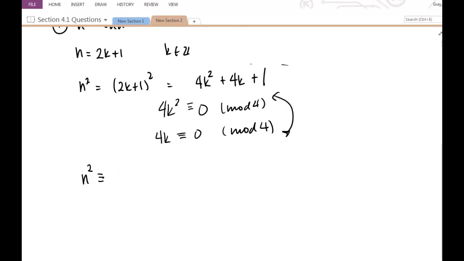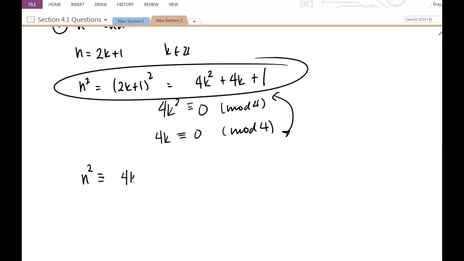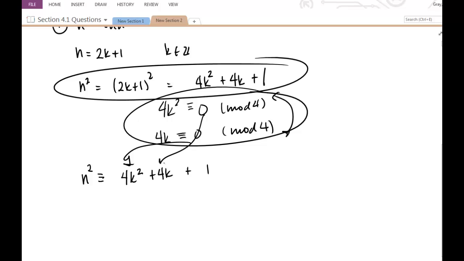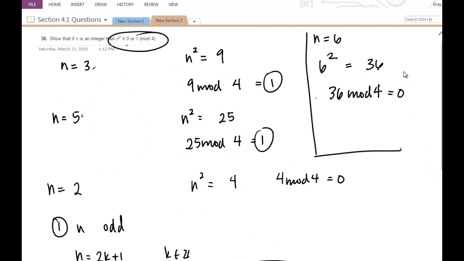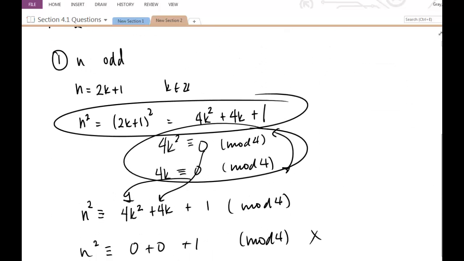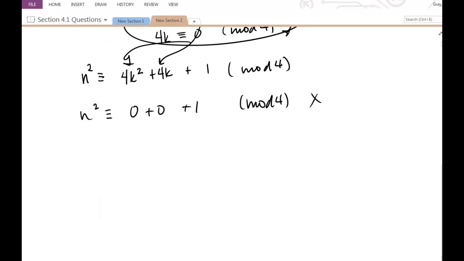All right, so based on this work, we have that n squared is equal to 4k squared plus 4k plus 1. Okay, and then using these substitutions, right, then n squared is congruent to 0 plus 1 mod 4. And we'll have that piece done. So we're trying to conclude that it's congruent to 0 or 1. So then since we've concluded that it's congruent to 1 when n is odd, then we've done our piece for that particular case. Let's look at the second case, n even.